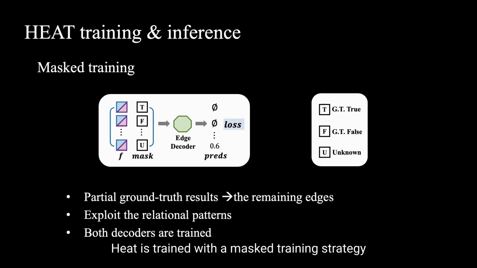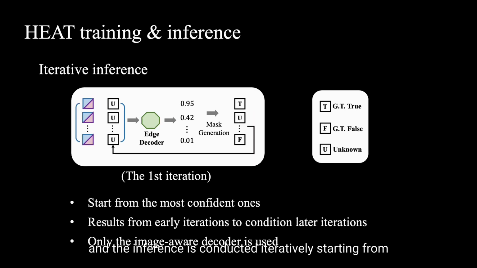HEAT is trained with a mask training strategy, which further encourages the transformer decoders to exploit the relation between edges. And the inference is conducted iteratively, starting from the most confident ones to harder ones. Note that only the image-aware decoder is used for inference.